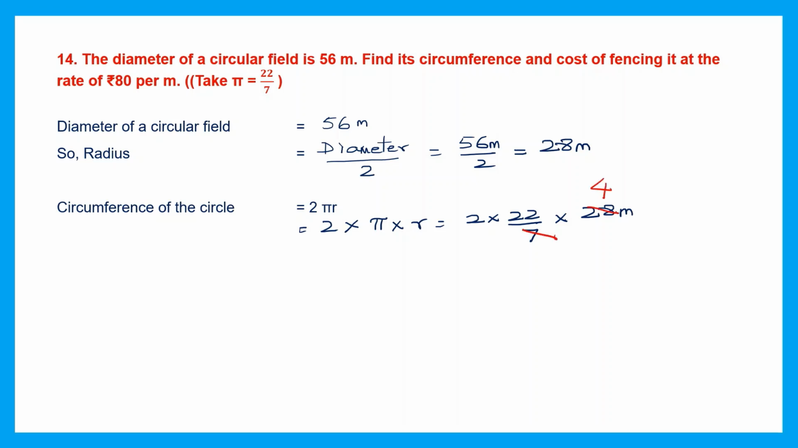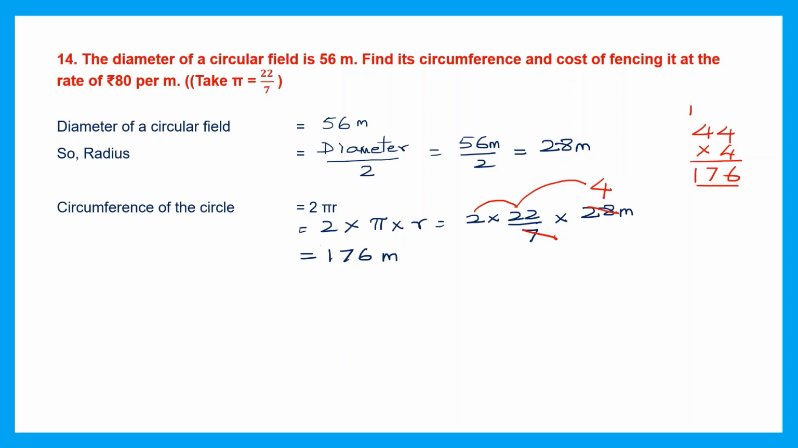7 4s are 28. Now let's multiply 2 into 22. 22 into 2 is 44. Now 44 into 4. So let's multiply 44 into 4. 4 4s are 16, carry 1. 4 4s are 16 plus 1, 17. 176. So we've got the circumference of the circle to be 176 meters.